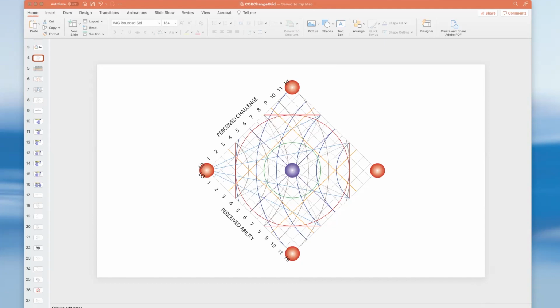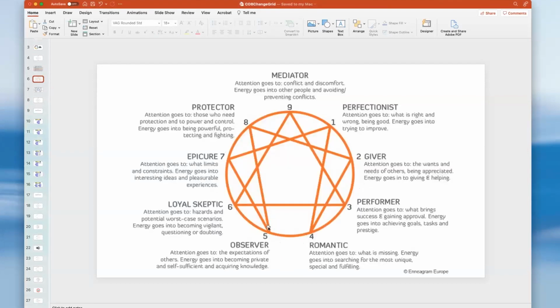I've been reading a bit about the whole idea about where the 4... scratch that, a 5 with the wing 4. One of the things it says is that if we are under stress, what we should be doing is really moving into protector mode. And if we are trying to escape whatever is going on, we become an epicure, which is basically seeking out things that we find interesting, pleasant, curious diversions. Yeah, interesting ideas, pleasurable experiences. This is how we would escape.